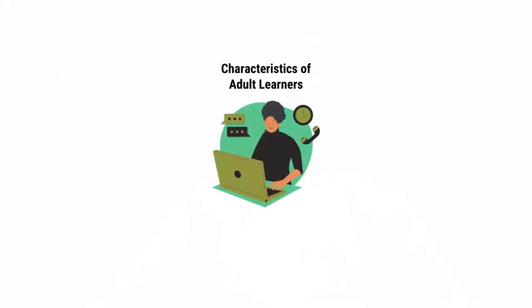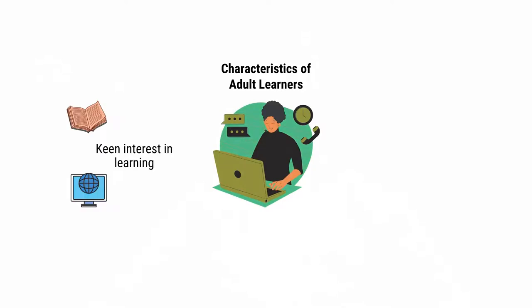Before we go into the evolution of ODL learners, let us take a glance at the basic characteristics of adult learners. They have a keen interest in learning. They learn not just from textbooks, but from everything around them. They are also eager to apply the learning in their life. Their main source of information is the internet.